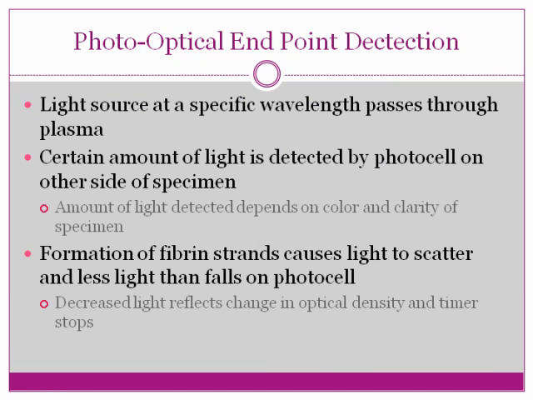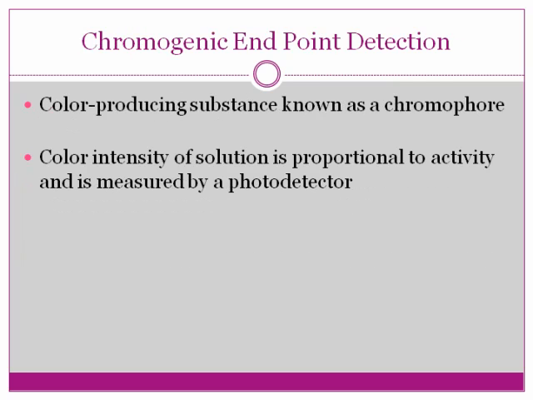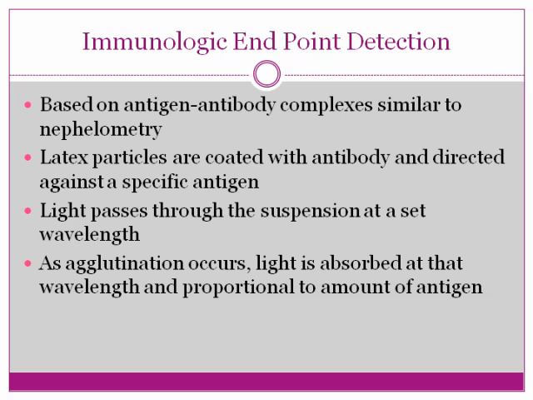A very common principle in coag analyzers is the photo-optical. This is one in which there's a light source passing through, which is why most of the time we cannot use hemolyzed samples. The minute that fibrin strands begin to form, it will scatter the light, and then the timer will be stopped. Nephelometric is all about scatter, so turbidity. Antigen-antibody complexes will cause turbidity, which will scatter light. Chromogenic is about color formation. And immunologic is about another antigen-antibody complex. It's very similar to nephelometry. In this one, they're looking for agglutination, using latex particles.